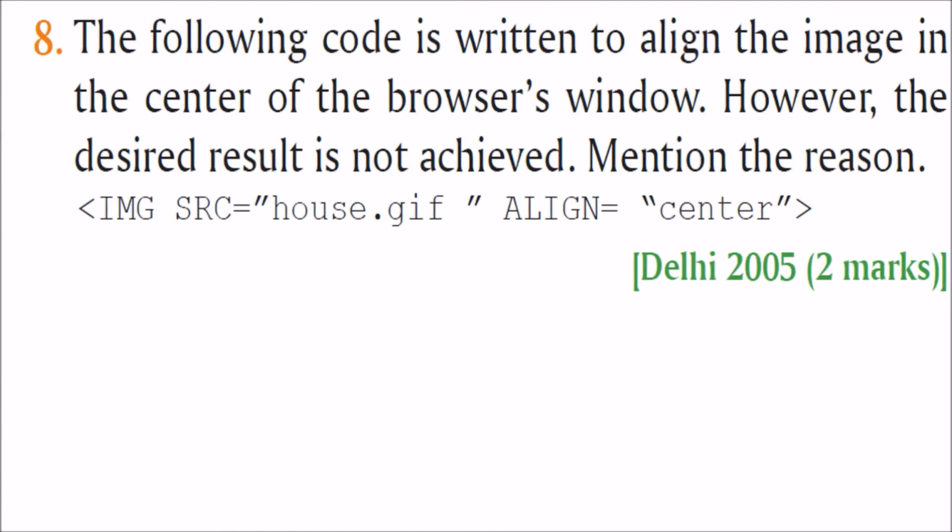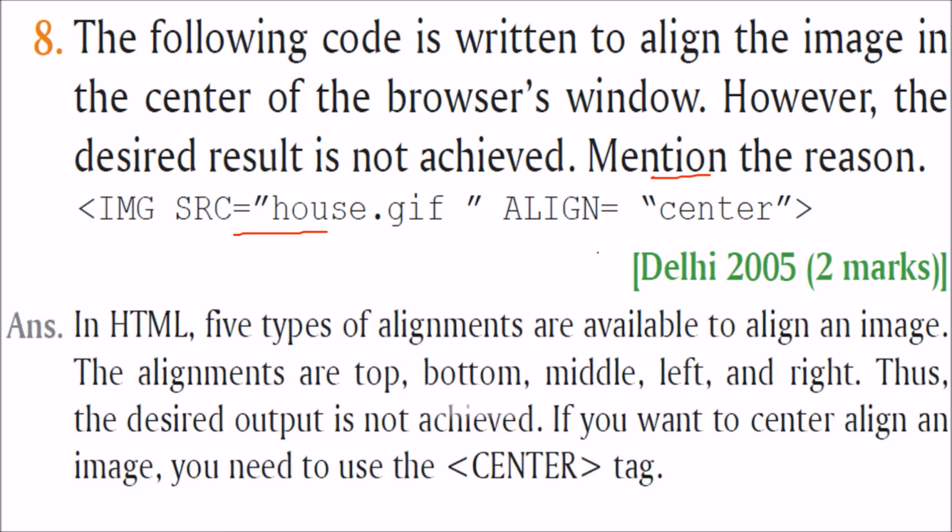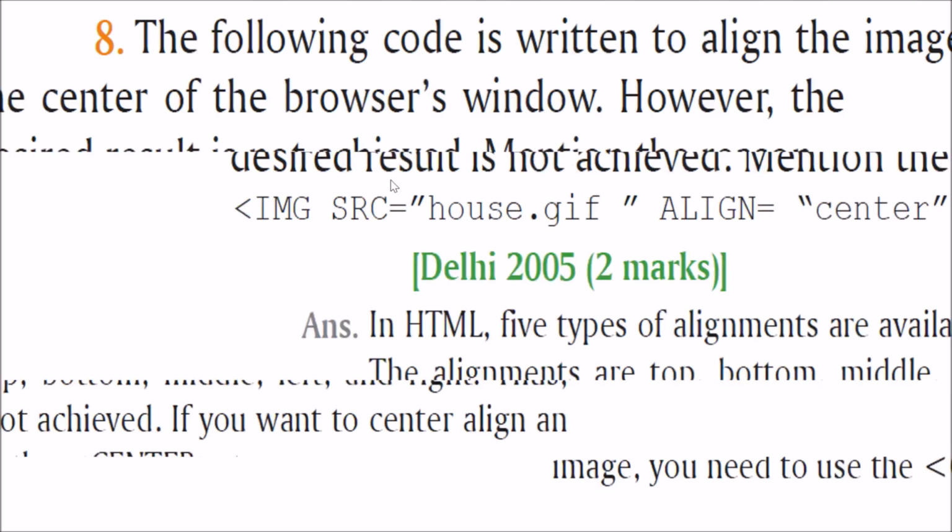This code is written to align the image in the center of the browser window. However, the desired result is not achieved. For this, we have left, bottom, right, all these. So this will not work. In HTML, we have 5 types of alignment available to align an image. That can be top, bottom, middle, left, right. So therefore you will not be able to achieve the result with center. If you want to align an image, you need to use the center tag here. You can use the center tag here and the center tag here.